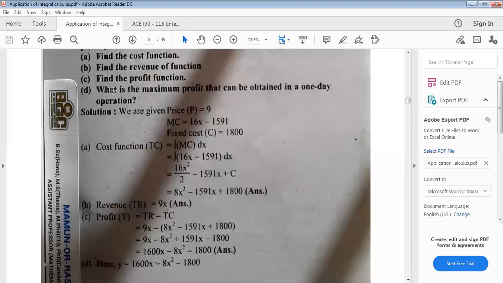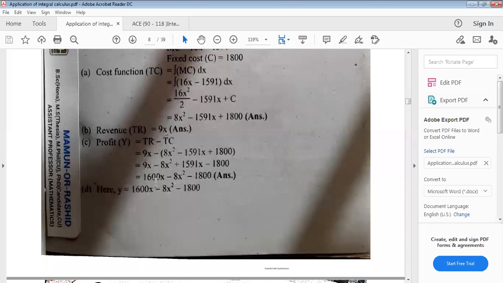Now what is the maximum profit? We have to maximize this profit function. Here, let y equal this profit function.